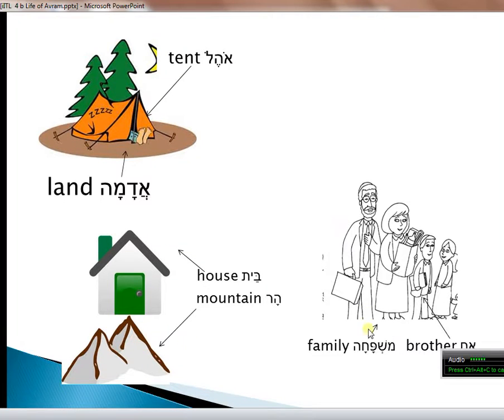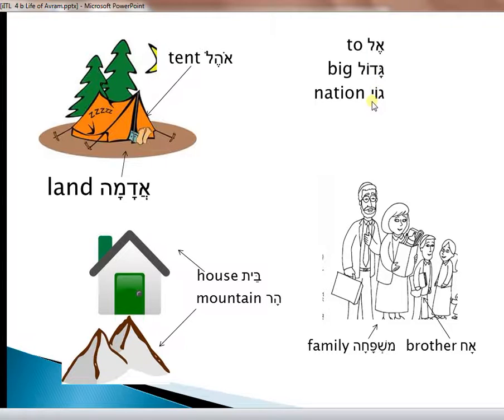A mishpacha is a family. The brother in the family, if any of you grew up with brothers, makes you go ach, and that's how you say it in Hebrew. Ach. There are a few more very important words. Shnayim, which means two. Gadol, big. Goy, nation. Kol, all. Nefesh, soul. These are the words that we're going to learn in the upcoming parsha.